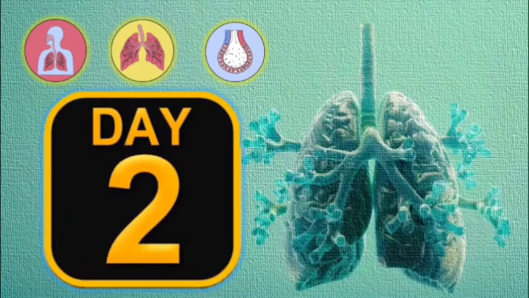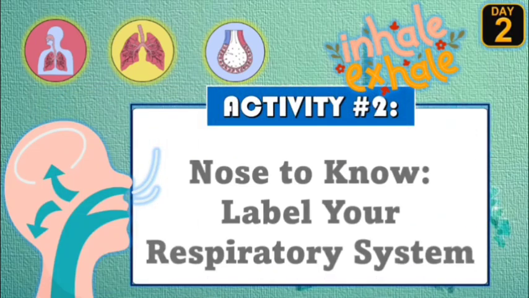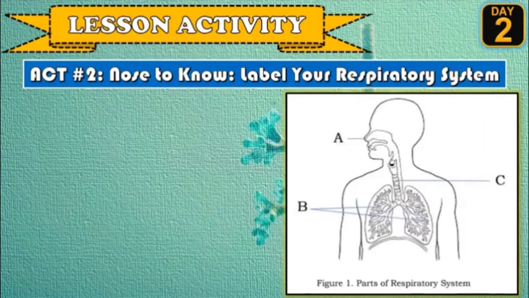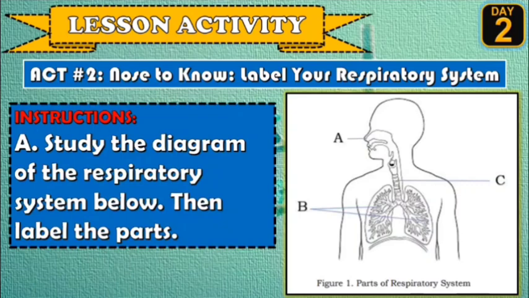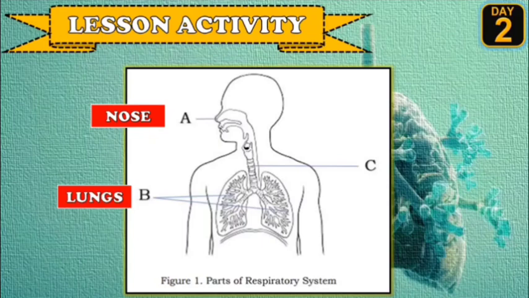Day 2. We have activity number 2, Nose to Know. Label your respiratory system. Instructions: study the diagram of the respiratory system below, then label the parts. So in letter A, that is the nose. For letter B, that is the lungs. For letter C, that is the trachea.